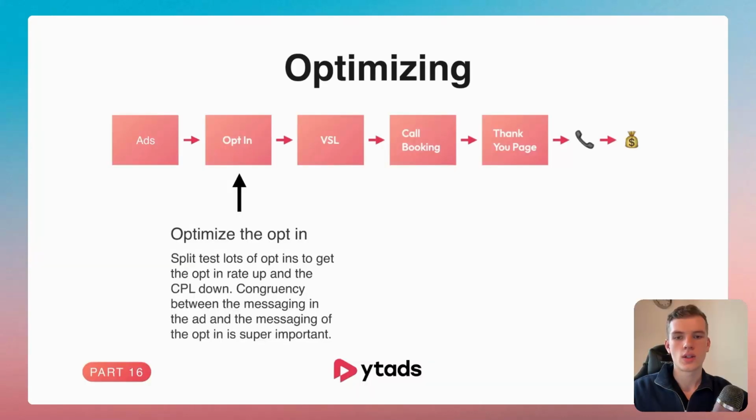And now let's get to the next point. We've talked about optimizing the ads, and now let's optimize the opt-in. Because we should split test lots of opt-ins to get the opt-in rate up and the CPL, the cost per lead, down. Congruency between the messaging in the ad and the messaging of the opt-in is super important. That's basically the most important step to getting the opt-in rate up, is ensuring the congruency between the ad message and the opt-in message. If that's congruent, that's going to drive your opt-in rate up and the cost per lead down, and that's our goal.